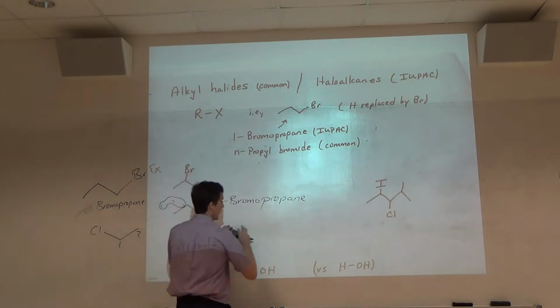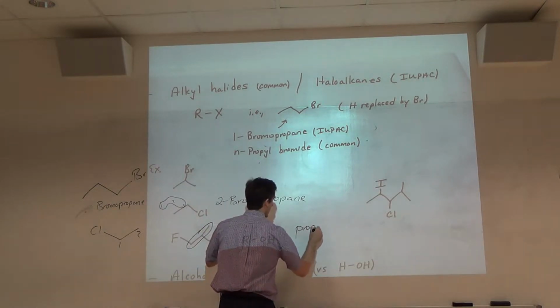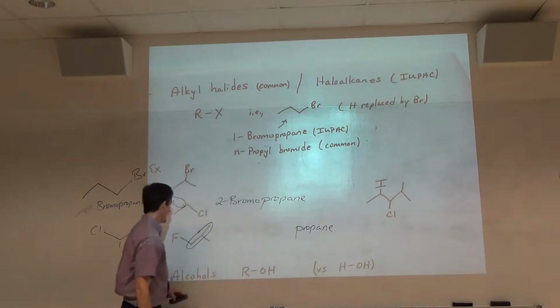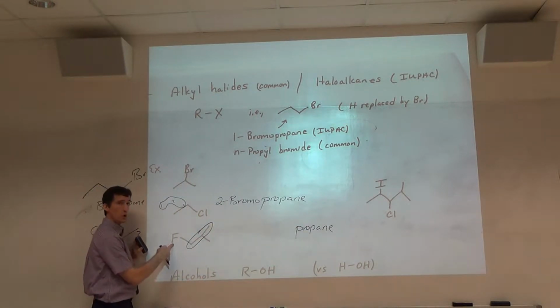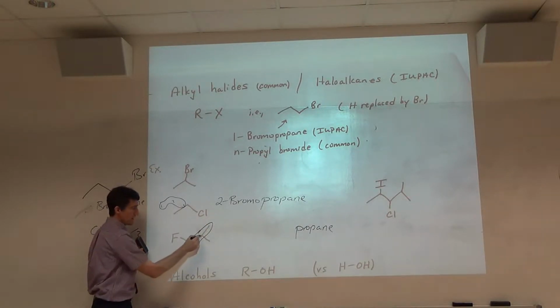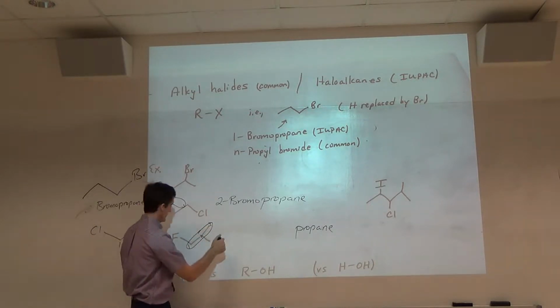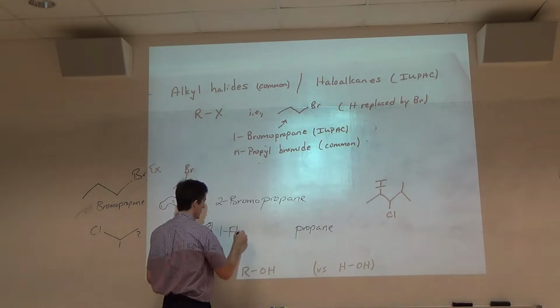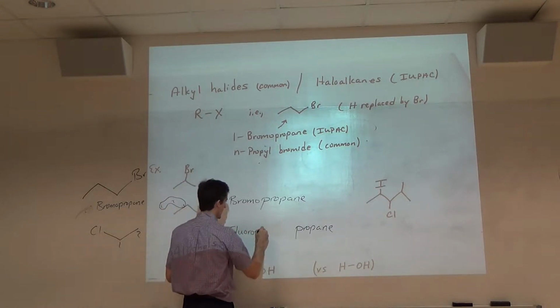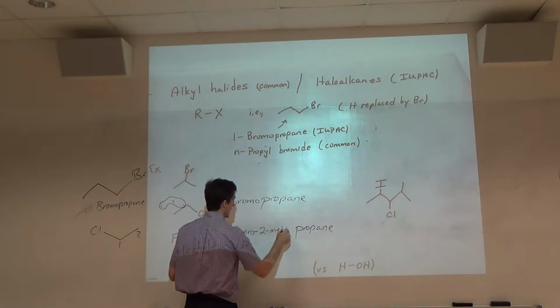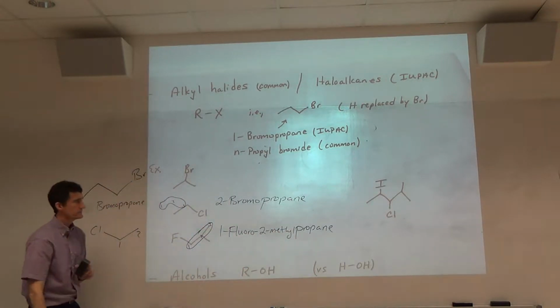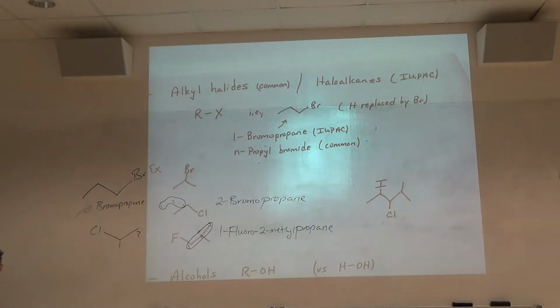Okay, so 3 is what? Propane. What's on the propane? A fluoro and a methyl. What's the one in? Right or left? Here. So you get 1 and 2. If that was it, the subs would be 2 and 3. Alphabetical, F or methyl, the 1-fluoro-2-methyl-propane. You don't start the one at the F.